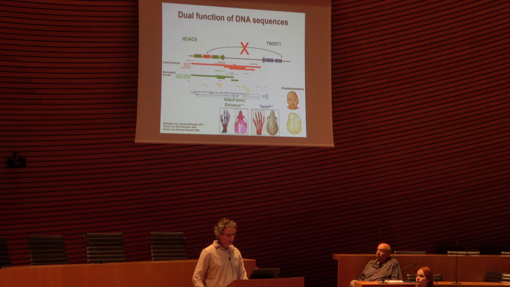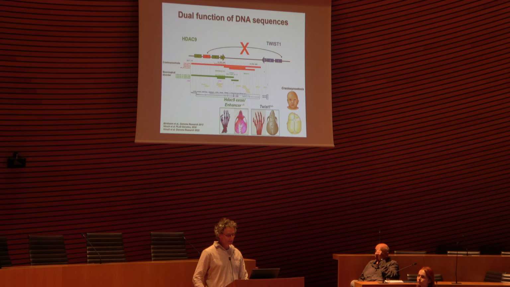However, these patients have craniosynostosis, meaning that some of the regulatory elements that control twist1 are located here in the coding sequence of HDAC9. And when we model this phenomenon in mice, a heterozygous mutation of twist1 leads to a similar craniosynostosis phenotype, and also to polydactyly, extra fingers, which is another phenotype that comes with craniosynostosis in the patients.